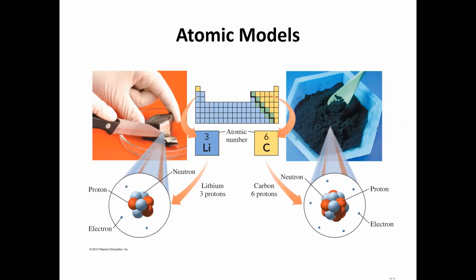So just to give you an idea again, we're looking at our atomic models. Over here, we have our lithium, that's a metal, and it has 3 total protons, which means it'll have 3 electrons floating around outside. Now carbon up top, carbon is in group 4A, or 14. It has a total of 6 protons. So it'll have 6 protons and it'll have 6 electrons floating on the outside.